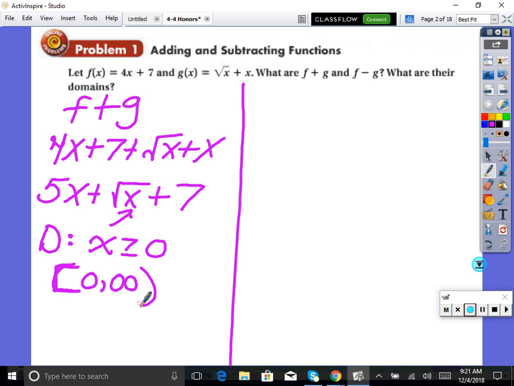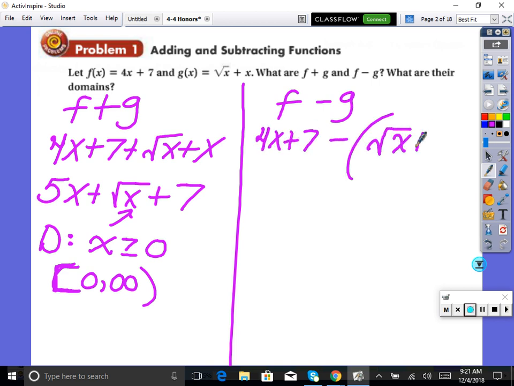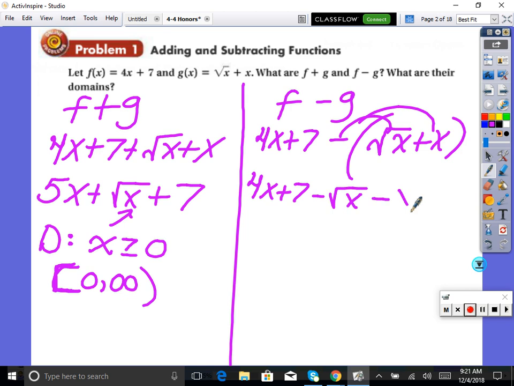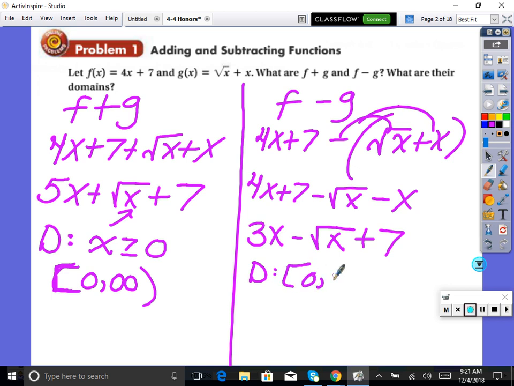Okay, so f minus g, once again, subtraction is usually where people mess it up. You have to take function f, which is 4x plus 7, and subtract all of g of x, so that's root x plus x. Therefore, we have to distribute our negative through. So we have 4x plus 7 minus root x minus x. Distributing the negative is important. So then we have 3x minus root x plus 7. And won't our domain be the same thing? Yes, that's a radical. That's the problem area. Do you agree? Our restriction is x needs to be greater than or equal to 0. So 0 to infinity would be our domain.